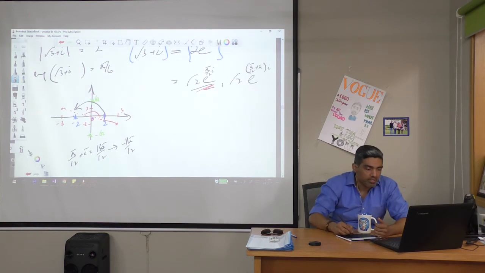We just did that. So at the end, your two square roots, I can say plus minus square root of root 3 plus i, is a root 2 e to the power i pi by 12 and a root 2 e to the power minus 11 i pi by 12. These are the two square roots.